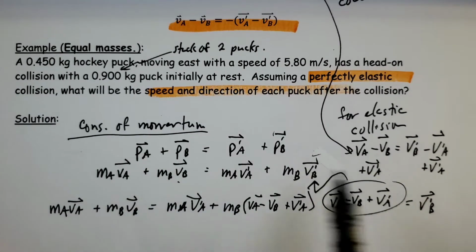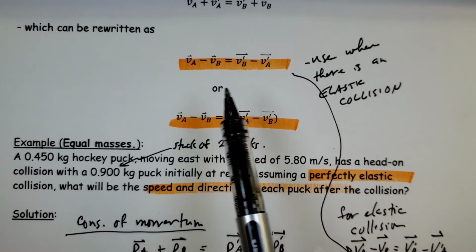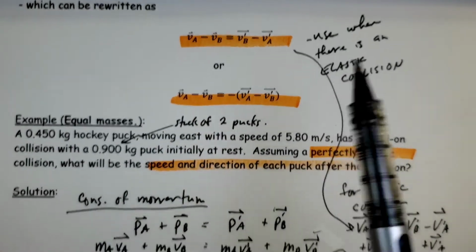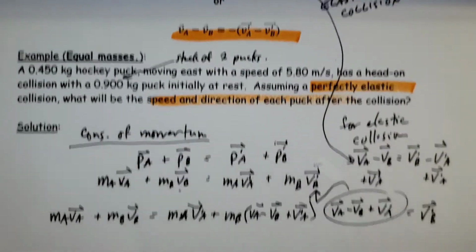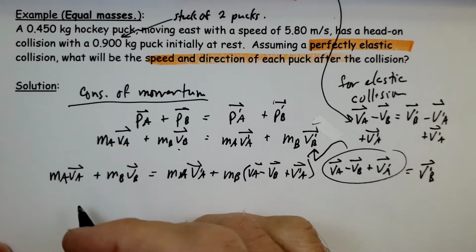We started off by looking at elastic collisions, deriving a new relationship for when it's elastic by looking at kinetic energies and momentum. It involves using this if we know it's an elastic collision. So now we're just going to substitute everything in here and solve.